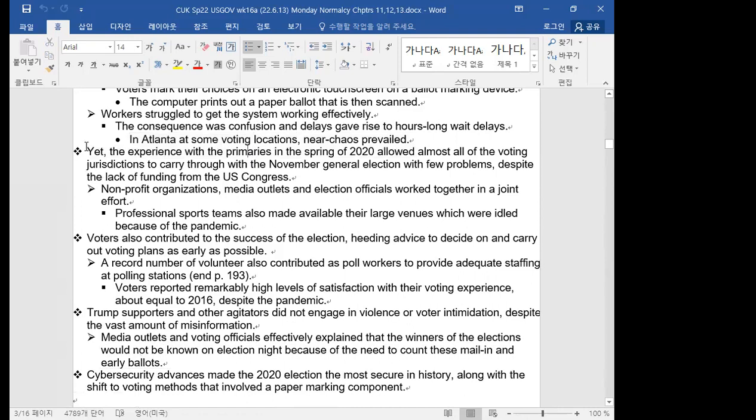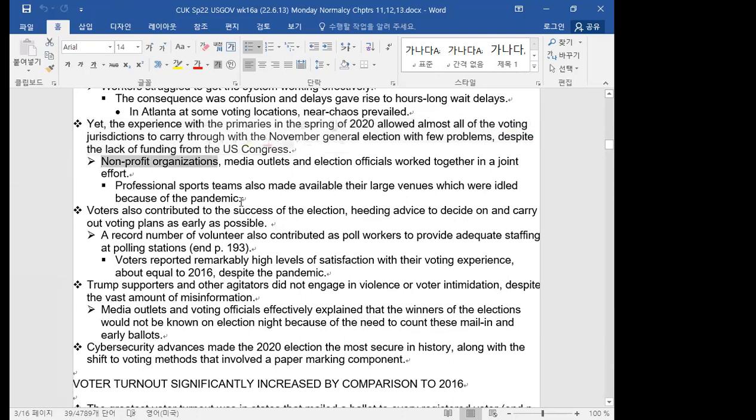Yet the experience with the primaries in the spring of 2020 allowed almost all the voting jurisdictions to carry through with the November general election with few problems, despite the lack of funding from the U.S. Congress. Nonprofit organizations got involved. Bill Gates got involved in his foundation to help these local jurisdictions carry out the election. Media outlets and election officials worked together in a joint effort. Professional sports teams also made available their large venues, their stadiums and other places which were idle because of the pandemic.